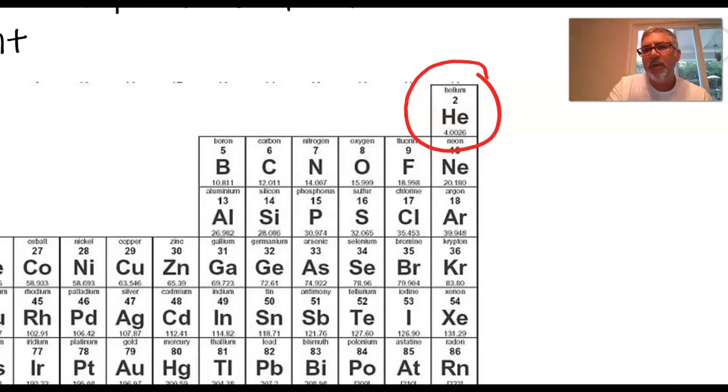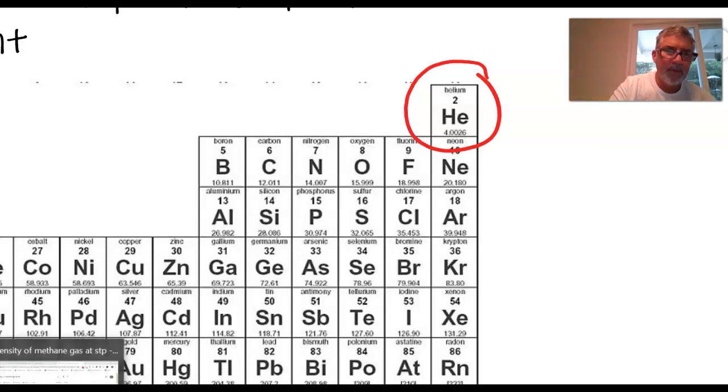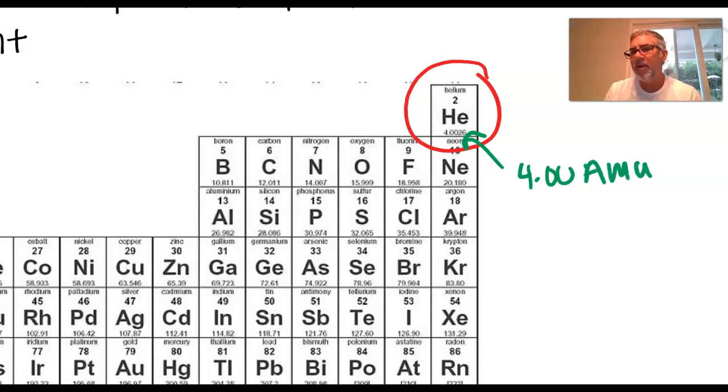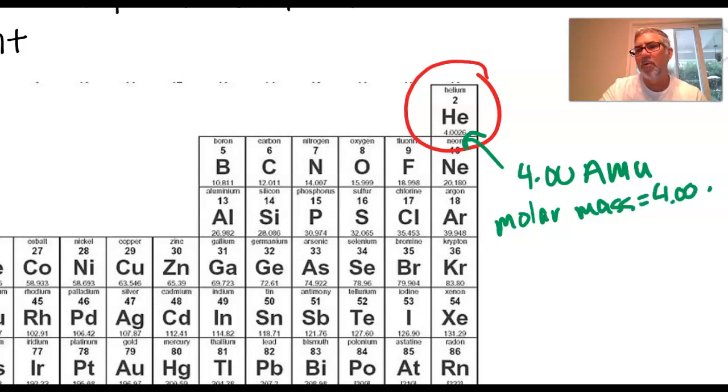If you look at this bottom number right here, that's the atomic mass, 4.00 AMU. So what Avogadro says is the molar mass is equal to 4.00 grams. If you simply make the AMU a gram, that's the molar mass.